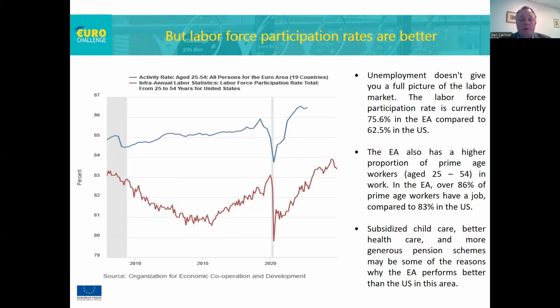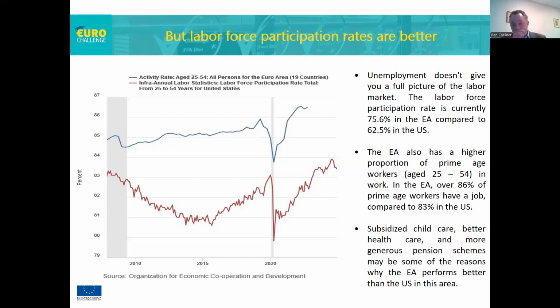The labor force participation rate, the number of all people, all citizens, aged, I'm sorry, 25 to 54, this chart shows. You can also get other versions like 18 to 65 years of age. But for adults, the labor force participation rate in the euro area is over 75% right now, and that's compared to just 62% in the United States. So that's a big difference.